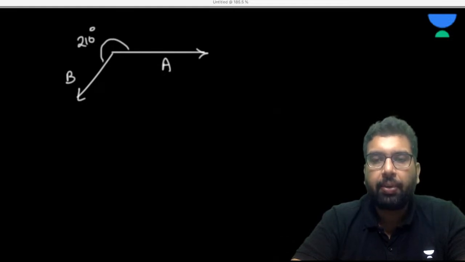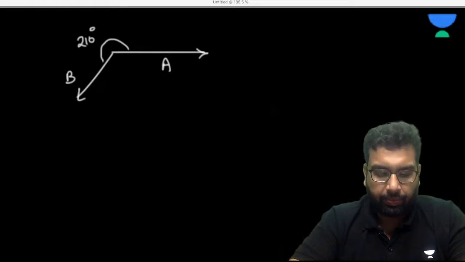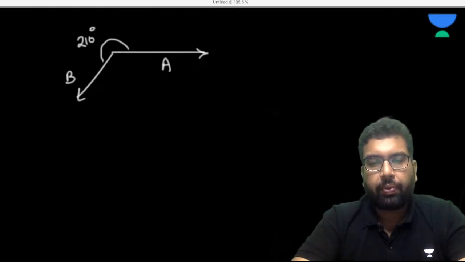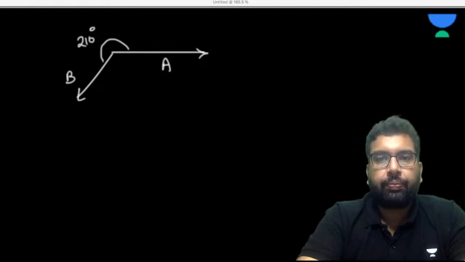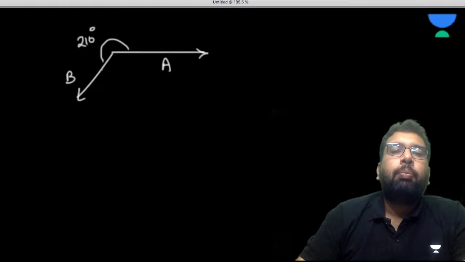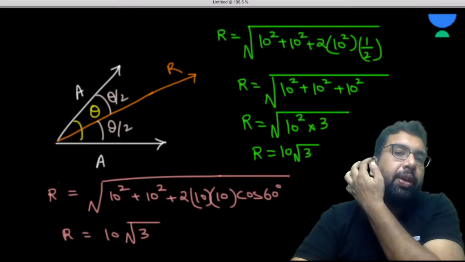If I represent two vectors like this, what is going to be the angle between the vectors? Obviously it is going to be 150, because whenever we are seeing the angle between two vectors, we need to take the minimum angle between them. So this is going to be 150 degrees. Understood?